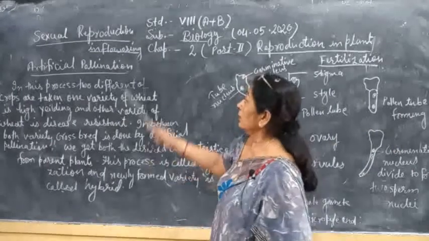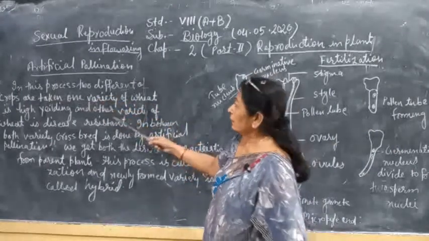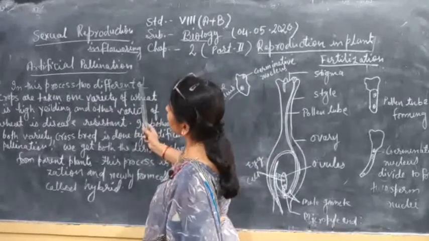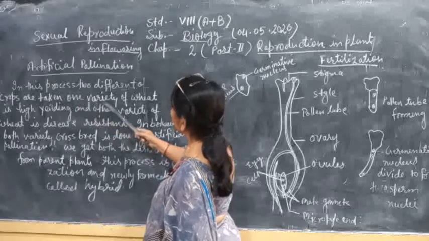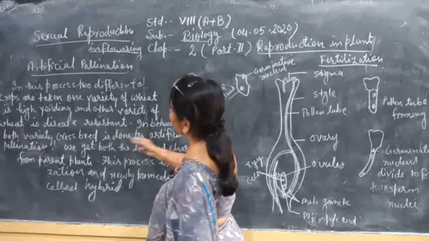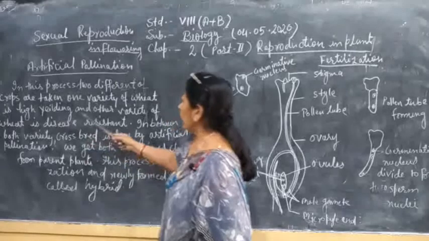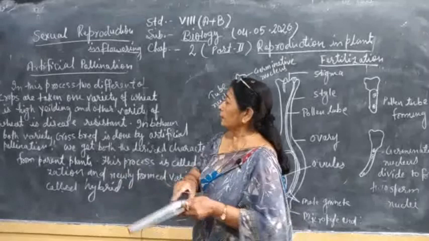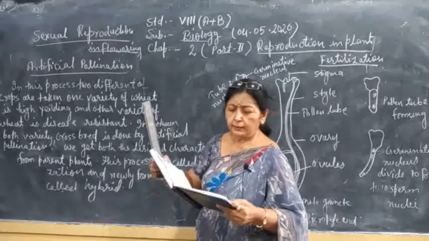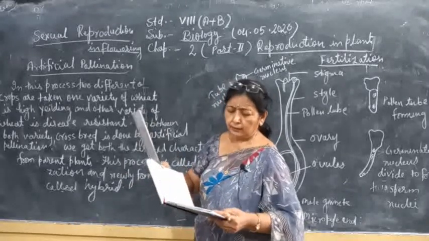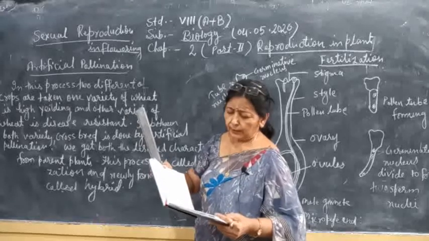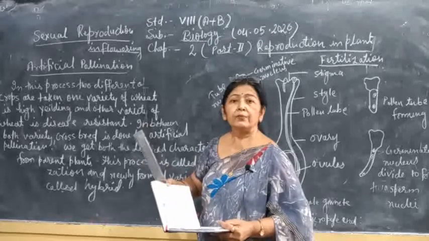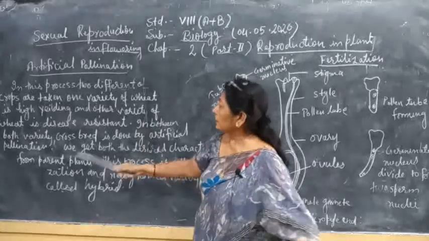Now we start artificial pollination. In this process, two different types of crop are taken. One variety of wheat is high yield and the other variety of wheat is disease resistant. High yield means plants that produce more crops, and disease resistant means plants that can fight against diseases.